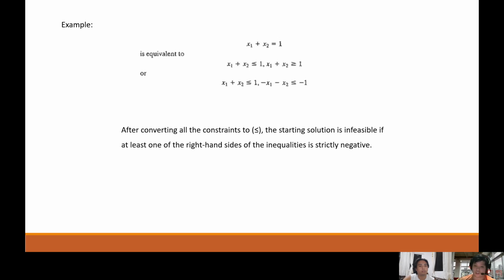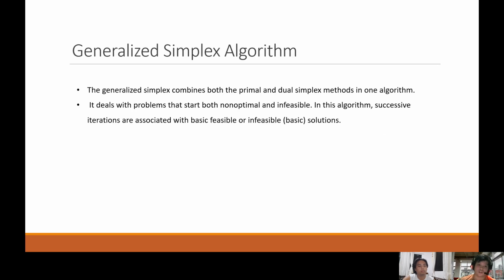After converting all the constraints to less than or equal to, the starting solution is infeasible if at least one of the right-hand sides of the inequalities is strictly negative. So, the generalized simplex algorithm. The generalized simplex combines both the primal and dual simplex methods in one algorithm. It deals with problems that start both non-optimal and infeasible. In this algorithm, successive iterations are associated with basic feasible or infeasible basic solutions.